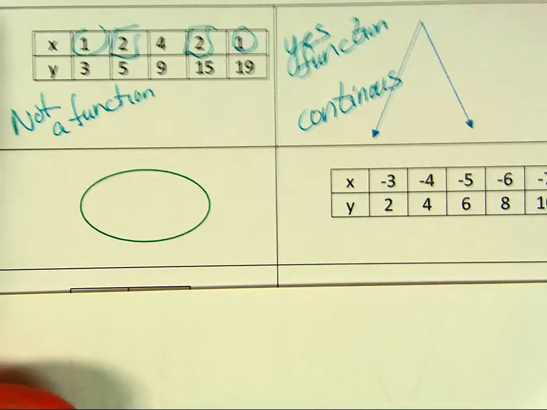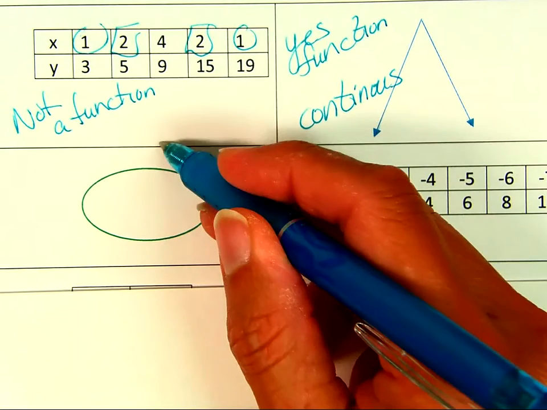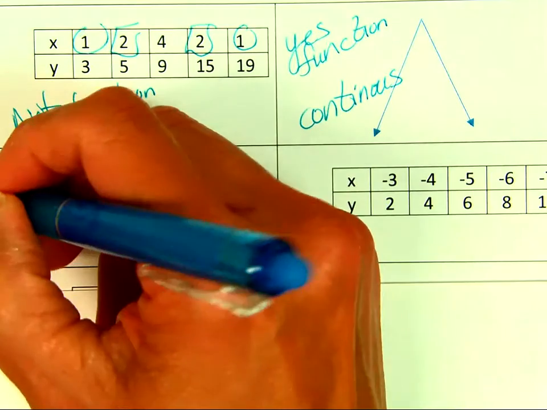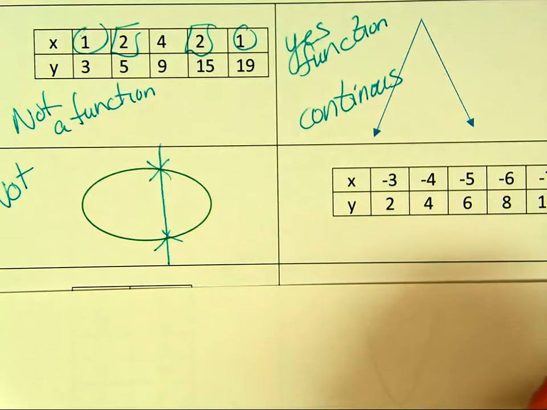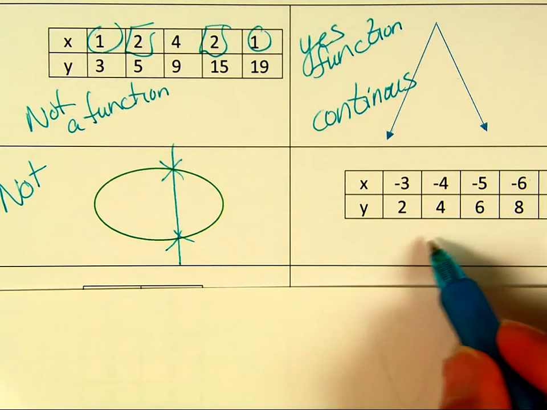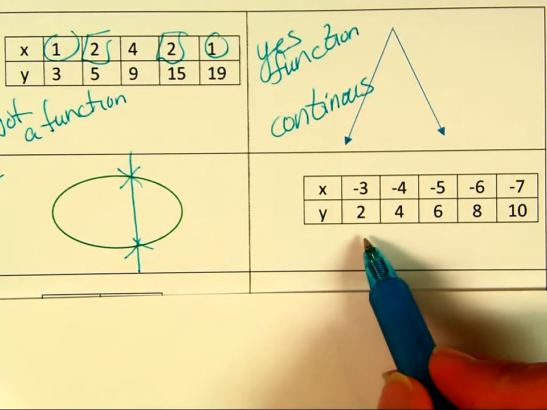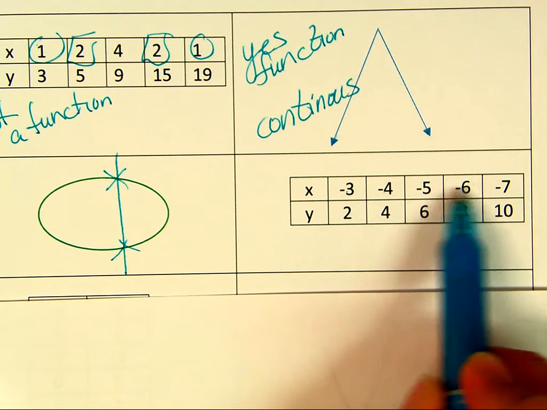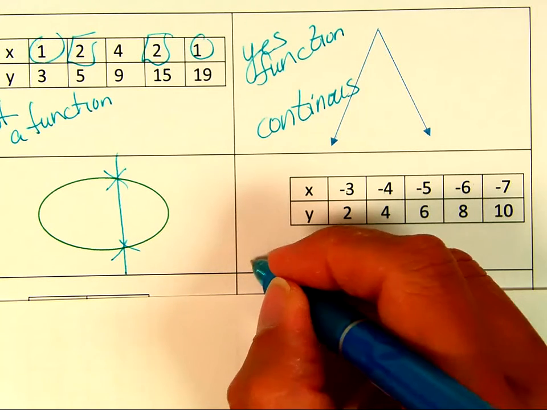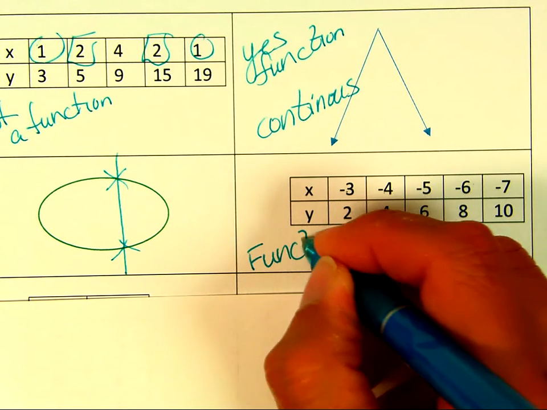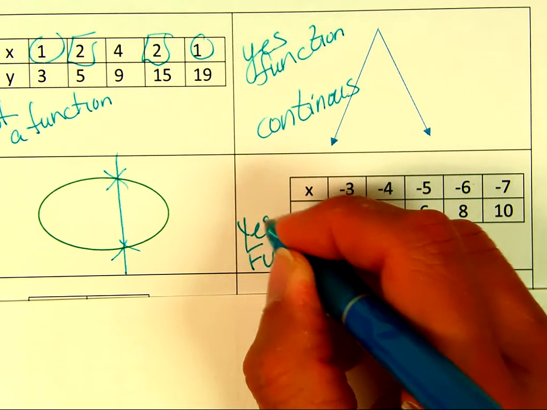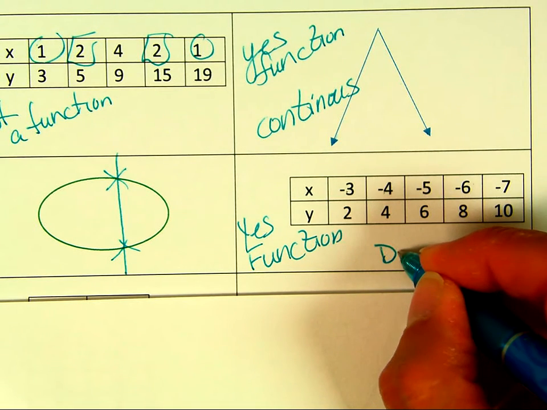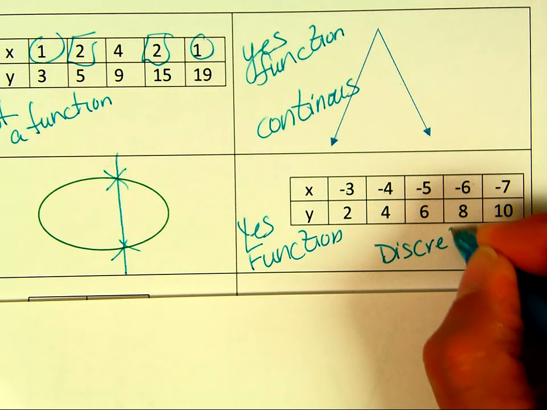Okay, is this a function? So I test with my vertical line if it's a graph. It crossed twice. That means it's not a function. Okay, over here, when I have a table again, I look at my x's. Are all the x's different? If all the x's are different, then it's a function. Yes, it's a function. Is it discrete or continuous? Well, it's discrete because it's just listing pairs, so that would be a discrete function, or I would have a discrete domain.